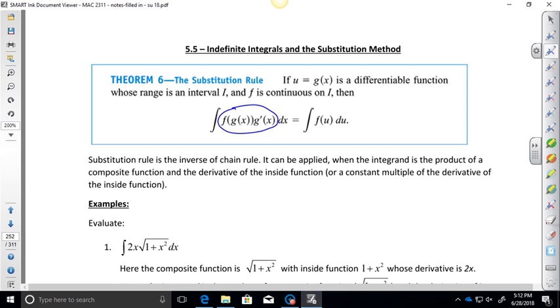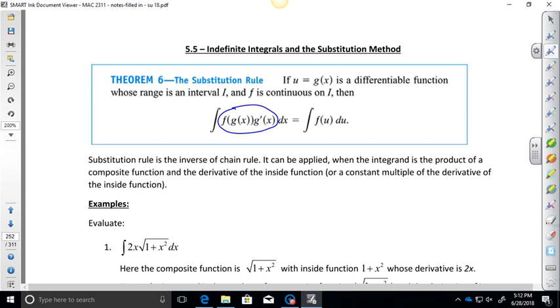First of all, you have to make sure you can use substitution. To use substitution, we will have a composite function times the derivative of the inside function. Then we take the inside function as u. So the derivative times dx would be just du.